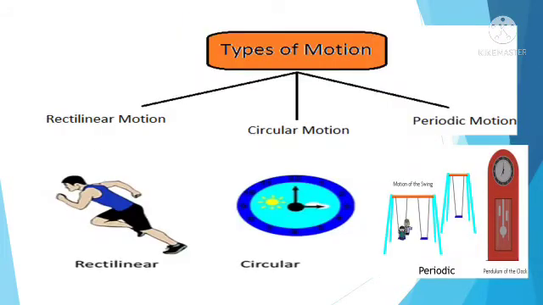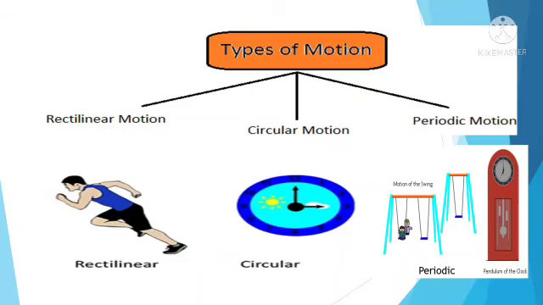There are mainly three types of motion: rectilinear motion, circular motion, and periodic motion. What is rectilinear motion? When an object in translation motion moves in a straight line, it is said to be in rectilinear motion. Examples are a car moving on a straight road, a train moving on a straight track, or a person running on a straight path. These all are examples of rectilinear motion.